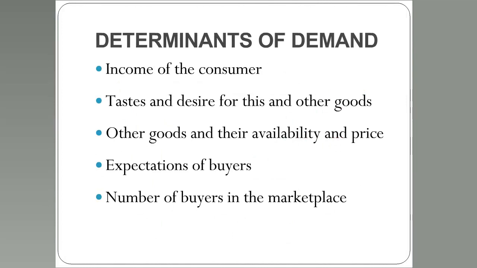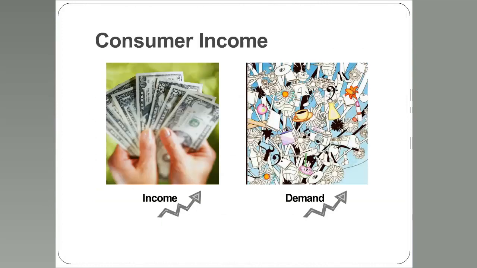A determinant of demand is a factor influencing the buyer's demand for goods and services. These determinants include income, buyer's preference, other prices, buyer's expectations, and the number of buyers. When consumer income increases, demand for goods increases. If consumer income decreases, demand for goods decreases.